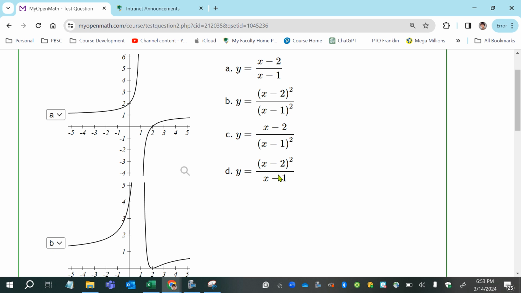Since this is a linear denominator, meaning x is to the power of 1, a degree 1 polynomial denominator, we can use synthetic division to find that slant asymptote equation that would be in the form of y equals mx plus b. Now I can look at the end behaviors of each one of these graphs and see that this one appears to have the ends close to y equals 1. So I wouldn't look at that one for option D.